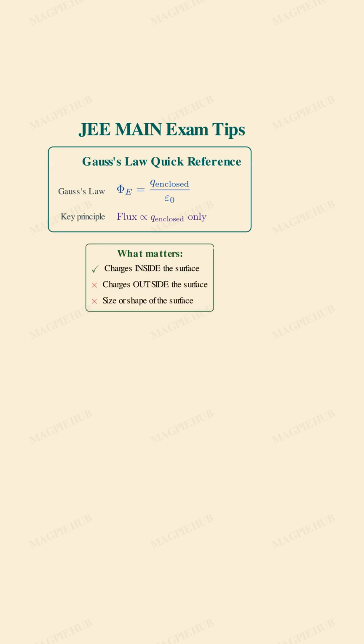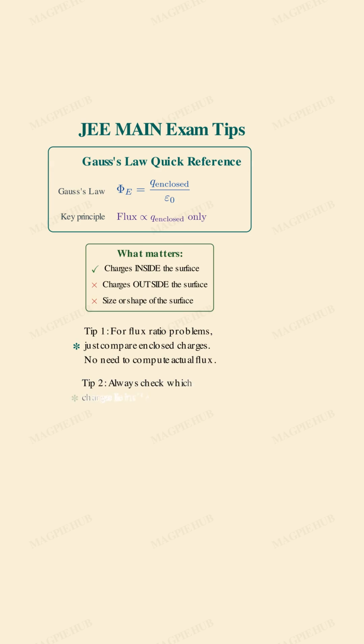Tip 1. For ratio problems, simply compare the enclosed charges. Epsilon naught cancels out, so there's no need to compute the actual flux values. Tip 2. Always check which charges lie inside each Gaussian surface by comparing the charge's distance from the center with the sphere's radius.